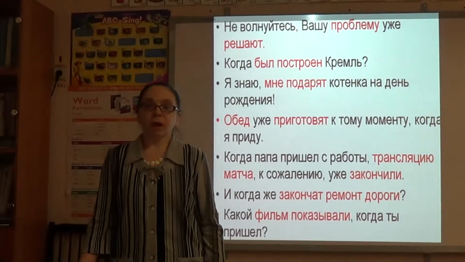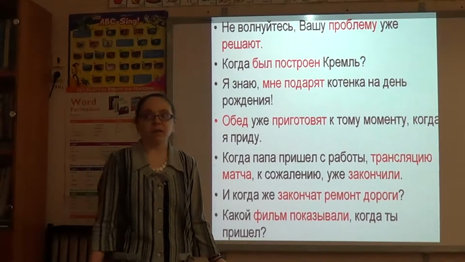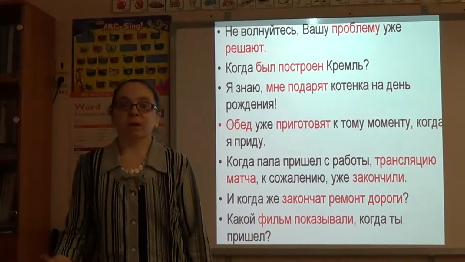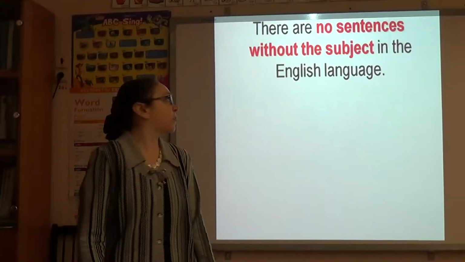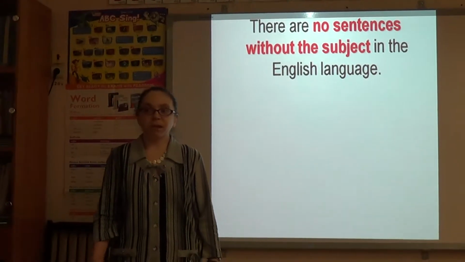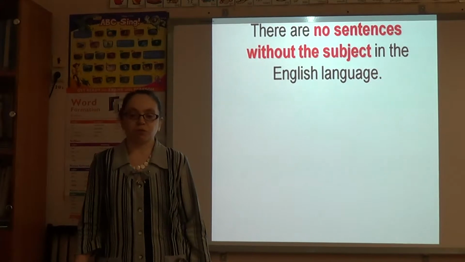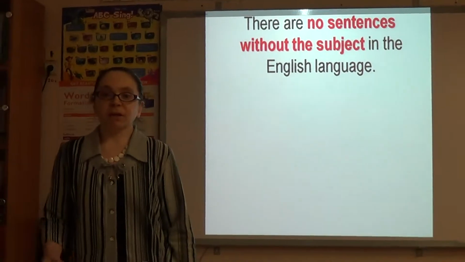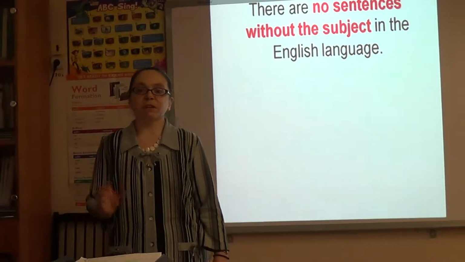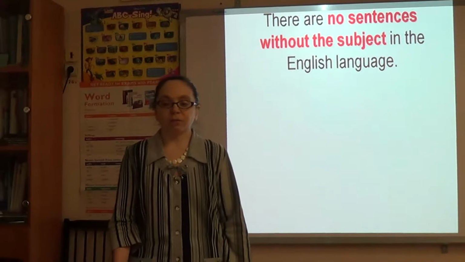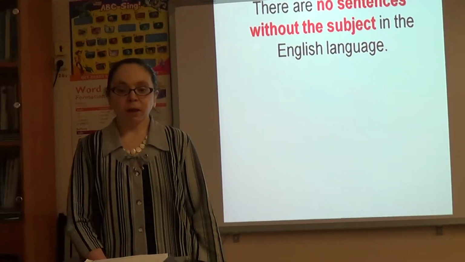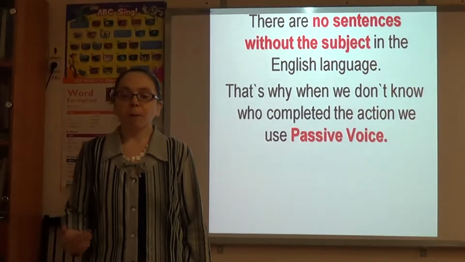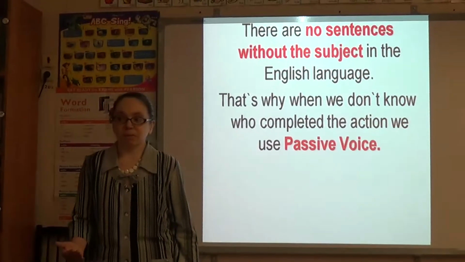In the Russian language, as we all know fairly well, and as these sentences show us, it's absolutely okay to have a sentence without subject. But English is different. It doesn't allow us to make a sentence with no subject. So what can we do if we don't know who exactly did the action, or we just want to concentrate on the action itself, not on the person who did it?